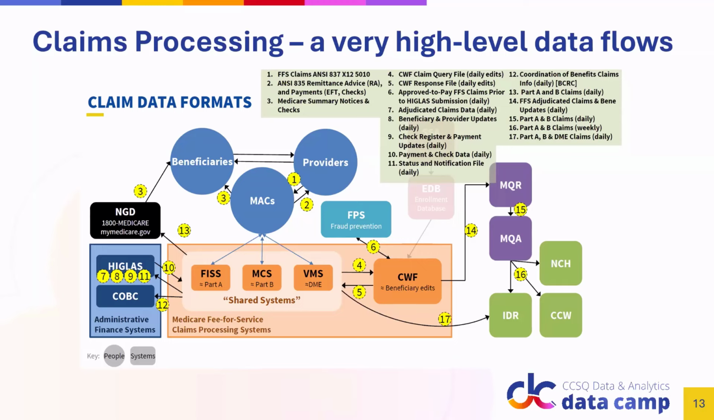Multi-Carrier System, or MCS, is responsible for processing Medicare Part B professional claims, and VMS, which stands for VIPS Medicare System, is responsible for processing Medicare Part B DME claims, durable medical equipment. And VMS actually is both a batch and online system.